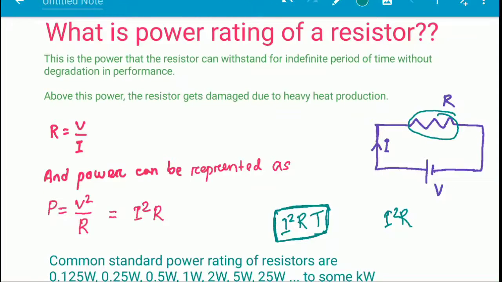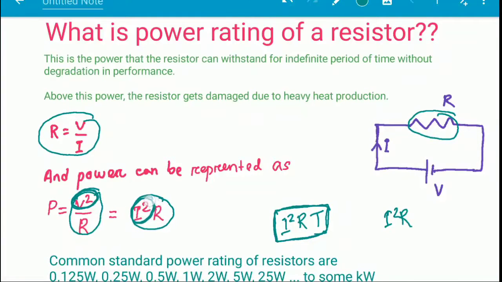So first thing, according to Ohm's law, we can express resistance as R is equal to V by I, and the power of that resistance can be expressed in two terms, that is P is equal to V squared by R and another is I squared R. This is only the interpretation of Ohm's law. So here power depends upon the voltage at which it is going to be operated and the current which is going to flow through the resistor.